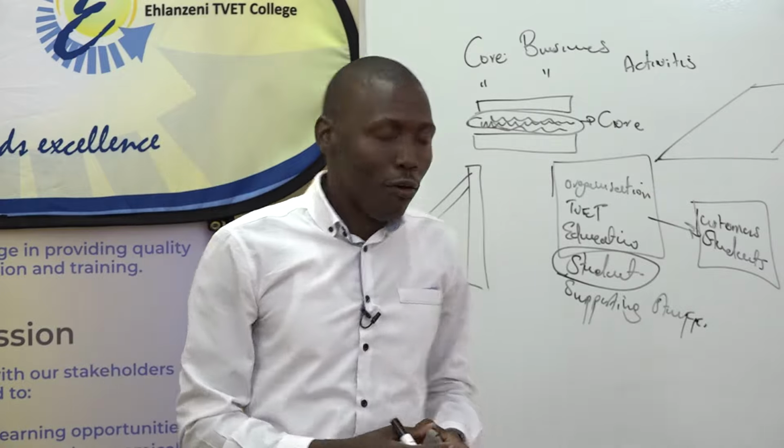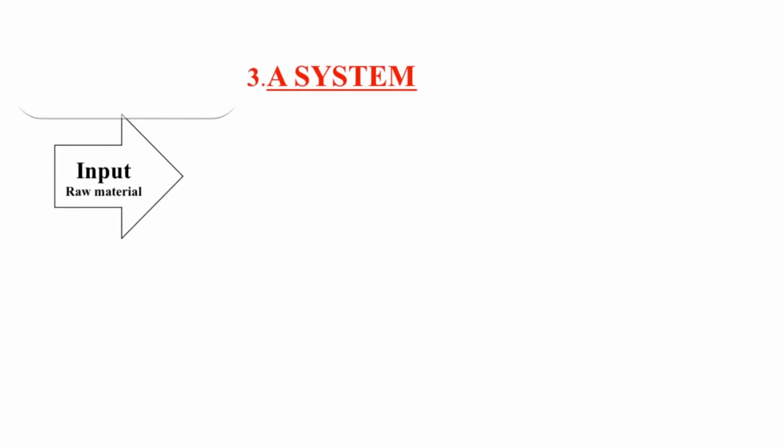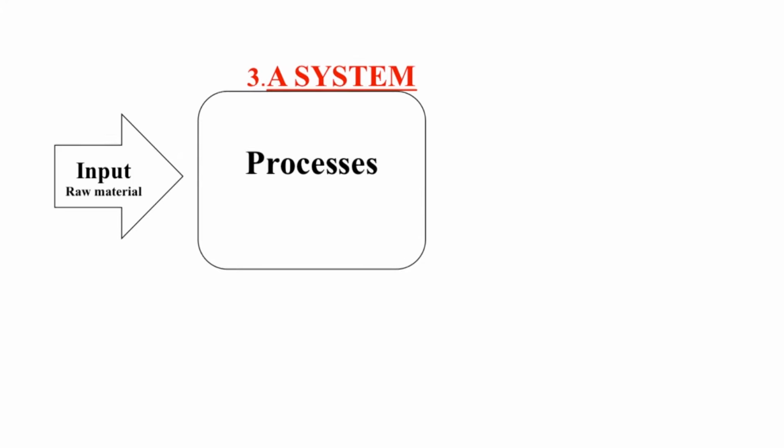Then, from this input, here comes the process. A process at a TVET college is teaching and learning, the daily activities that are happening within the college. At the end of the year, we have the output, which are the results. If you are baking bread, then your output is going to be bread.